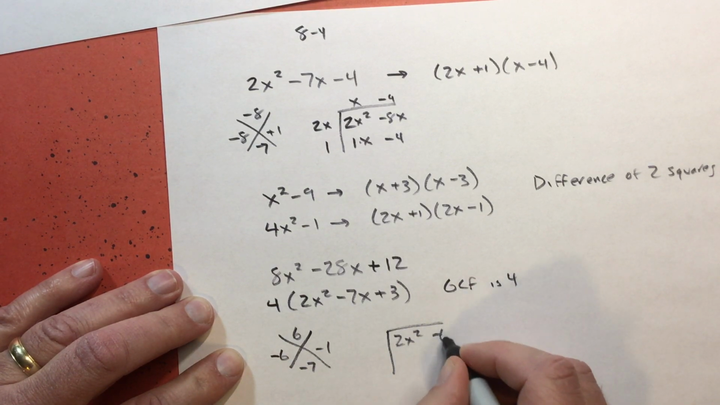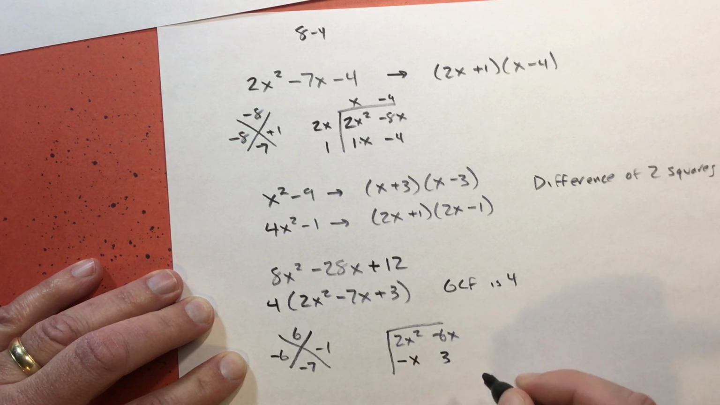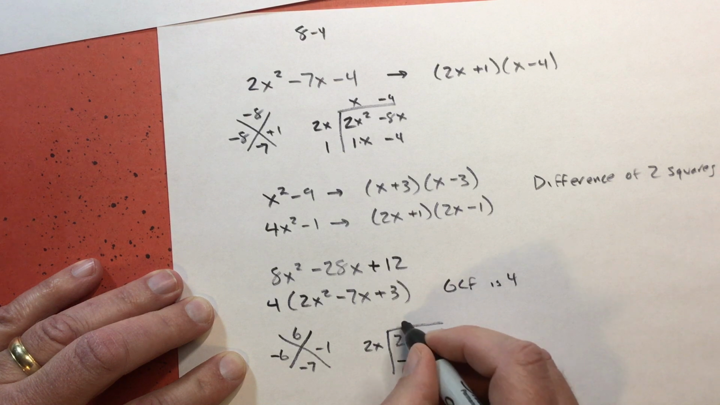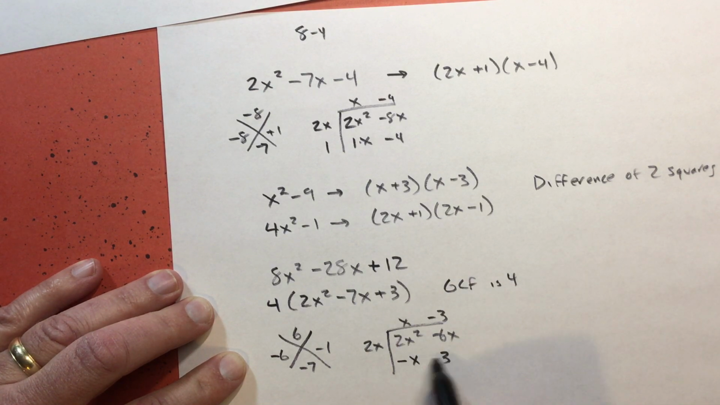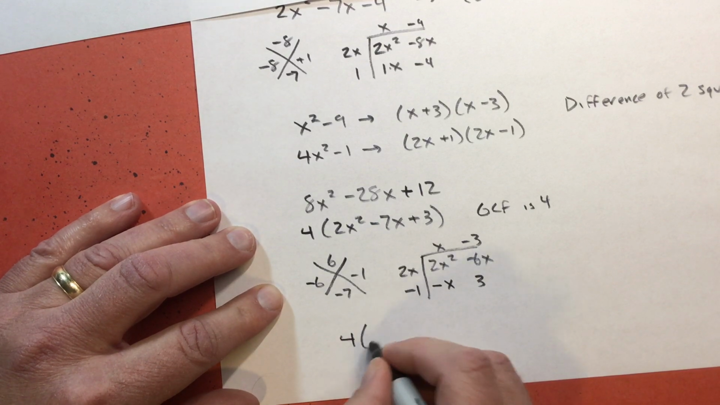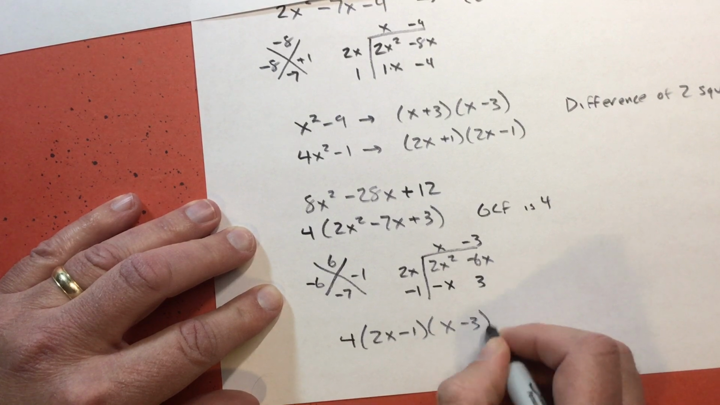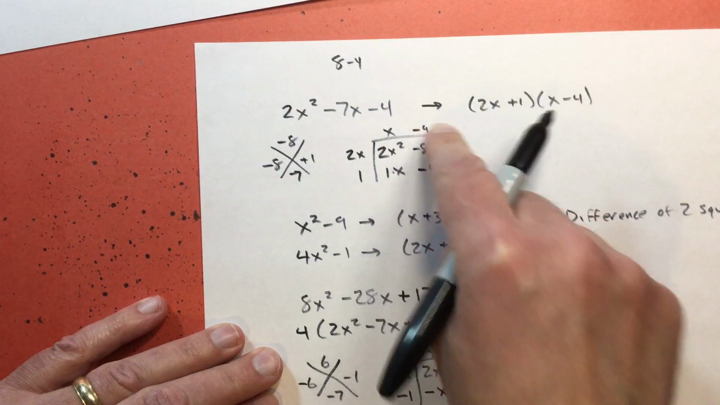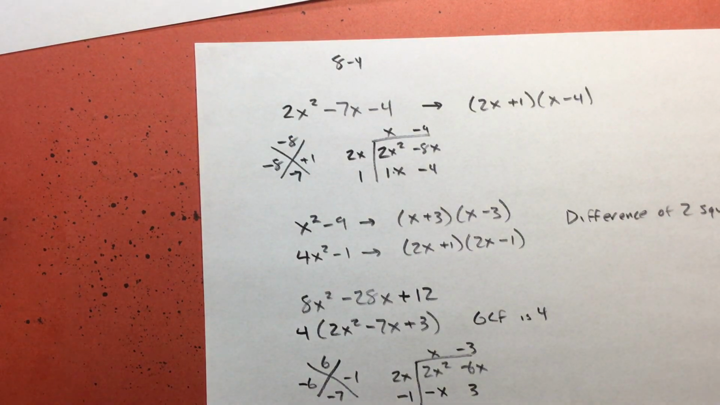2x squared, negative 6x, negative x, and 3. This will be 2x, the other x, negative 3. And this is where I'm going to factor out my negative 1 to make it work. So, in factored form, this is 4 times 2x minus 1 times x subtract 3. You know how to do this, you know how to do this, you know how to do this. It's just factoring.